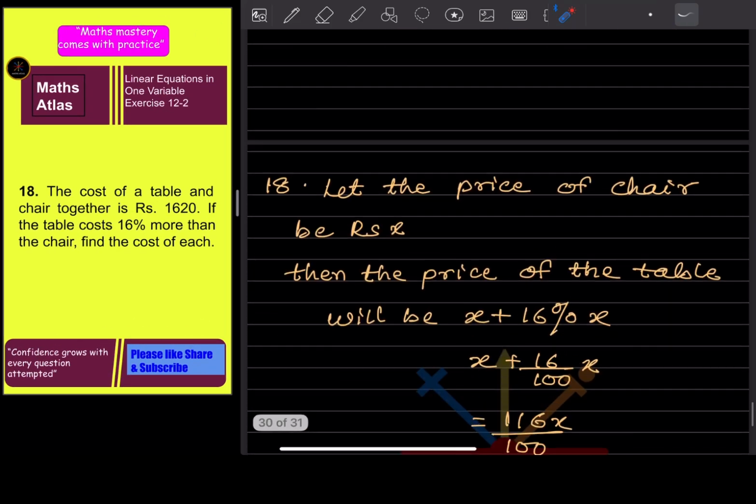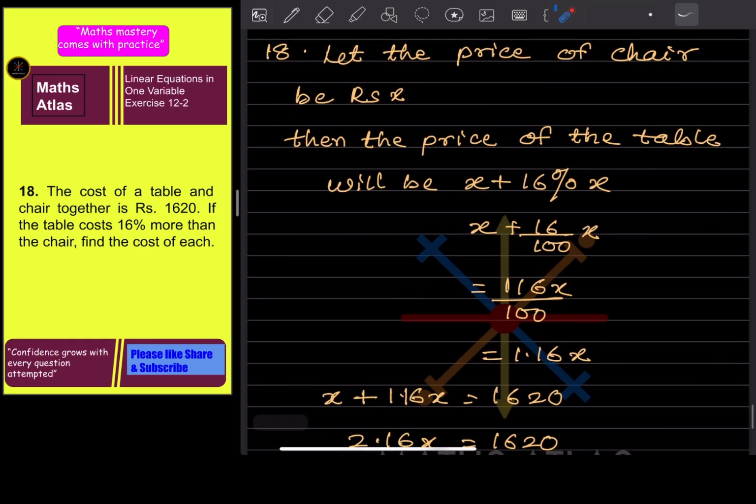Now let us go for the next question. The cost of a table and chair together is rupees 1620. If the table costs 16% more than the chair, find the cost of each. We'll consider the price of the chair to be rupees x. Then the price of the table will be 16% more than the chair, so we add 16% of x.